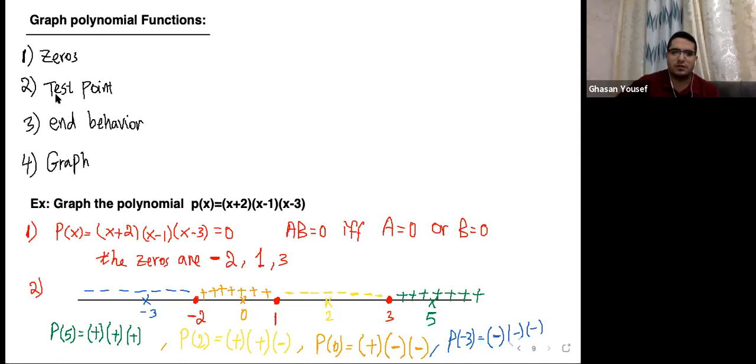So we find the second one. We test the point, we find the sign. Negative, positive, negative, positive. Now the end behavior. What is the end behavior for this one? First of all, we have to know the leading term. For this one, x times x times x is x cubed, x to the power 3.